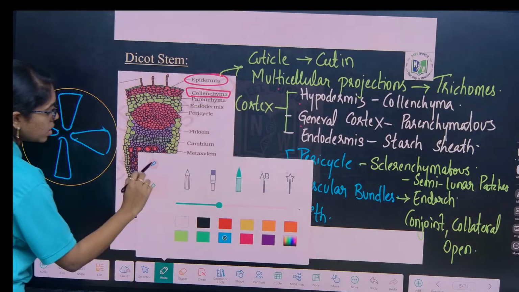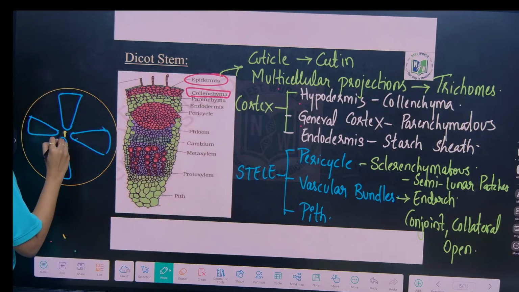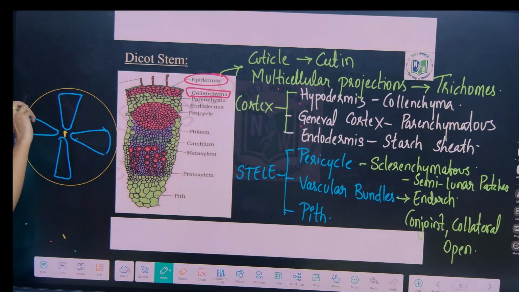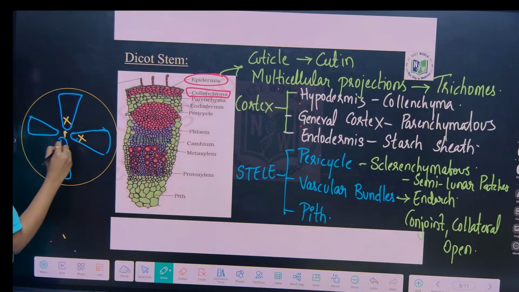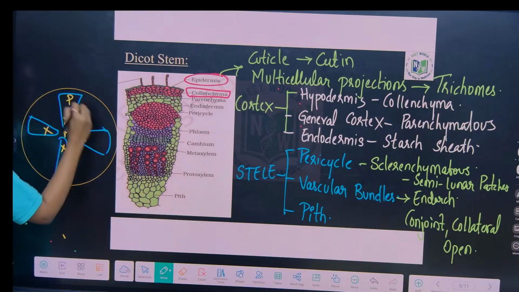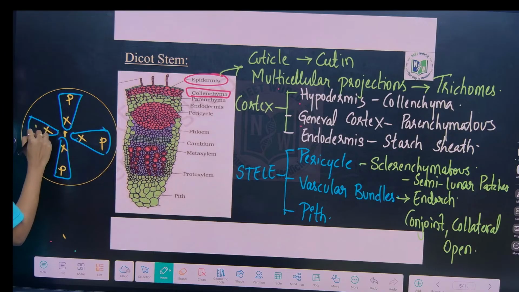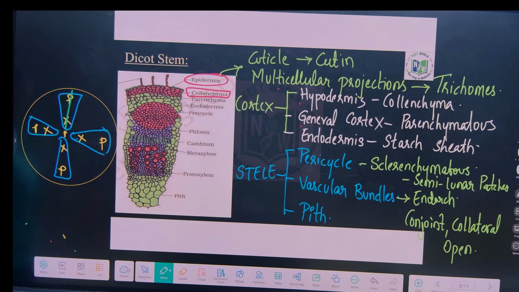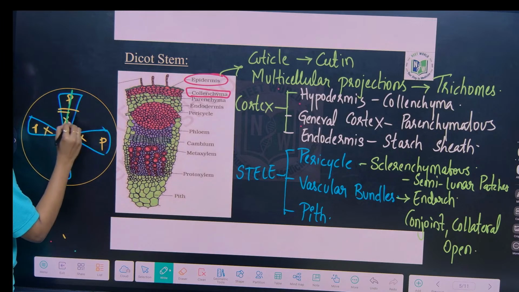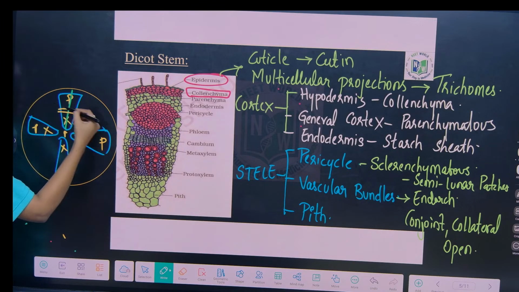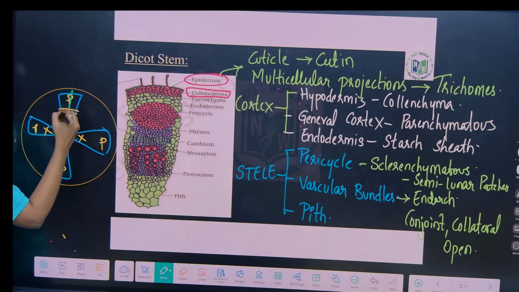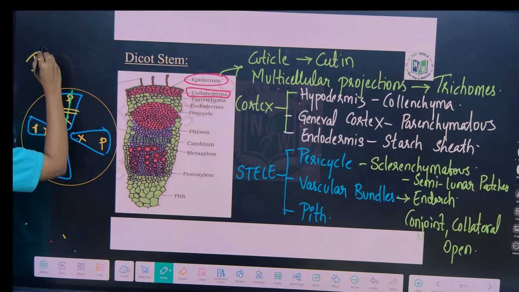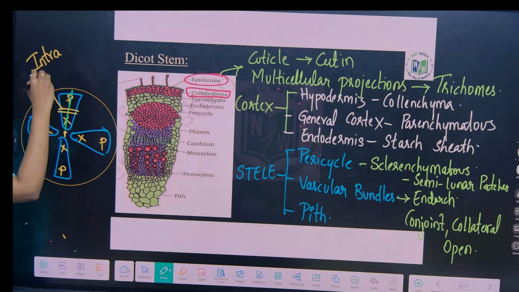At the center it is pith, fine, and this is pericycle. Xylem is always towards the pith, phloem is towards the pericycle. Here if you can observe, xylem and phloem are at the same radius. Such type of xylem-phloem arrangement is called conjoint. And there is a vascular cambium from the beginning. This cambium which is present in between xylem and phloem is called what? Intrafascicular cambium or fascicular vascular cambium.